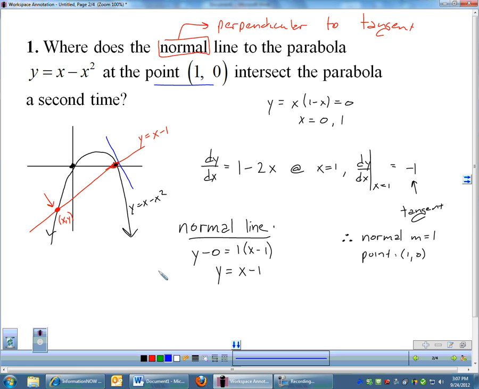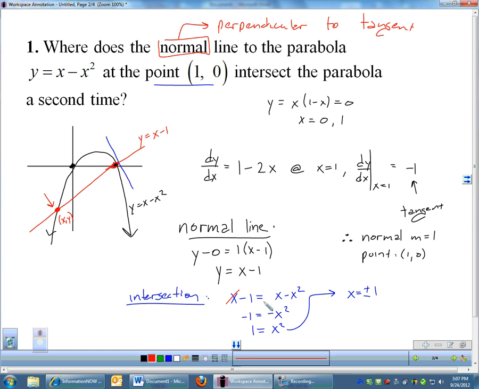So my intersection is going to be whenever the graph of x minus 1 is equal to the graph of x minus x squared, and we'll solve that. My x's cancel. If I subtract the x's, they cancel. So negative 1 equals negative x squared, which means 1 equals x squared, which means x is equal to plus or minus 1. Ooh, I got 2 points.